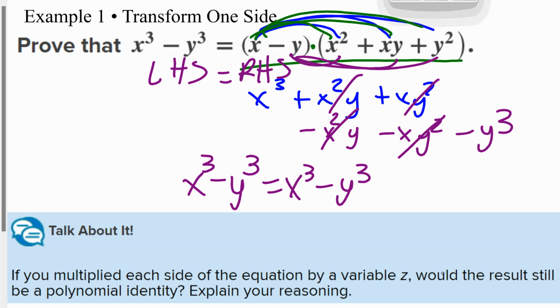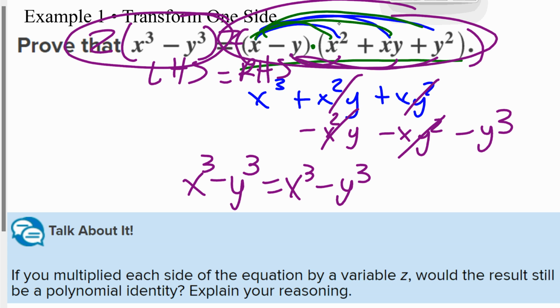Okay, and you can think about this question: if you multiplied each side of the equation by z, would it result in the polynomial identity? So if I multiplied this by z, and if I multiply this by z, would it still result in a polynomial identity, meaning that this statement is still true, like this does equal this?